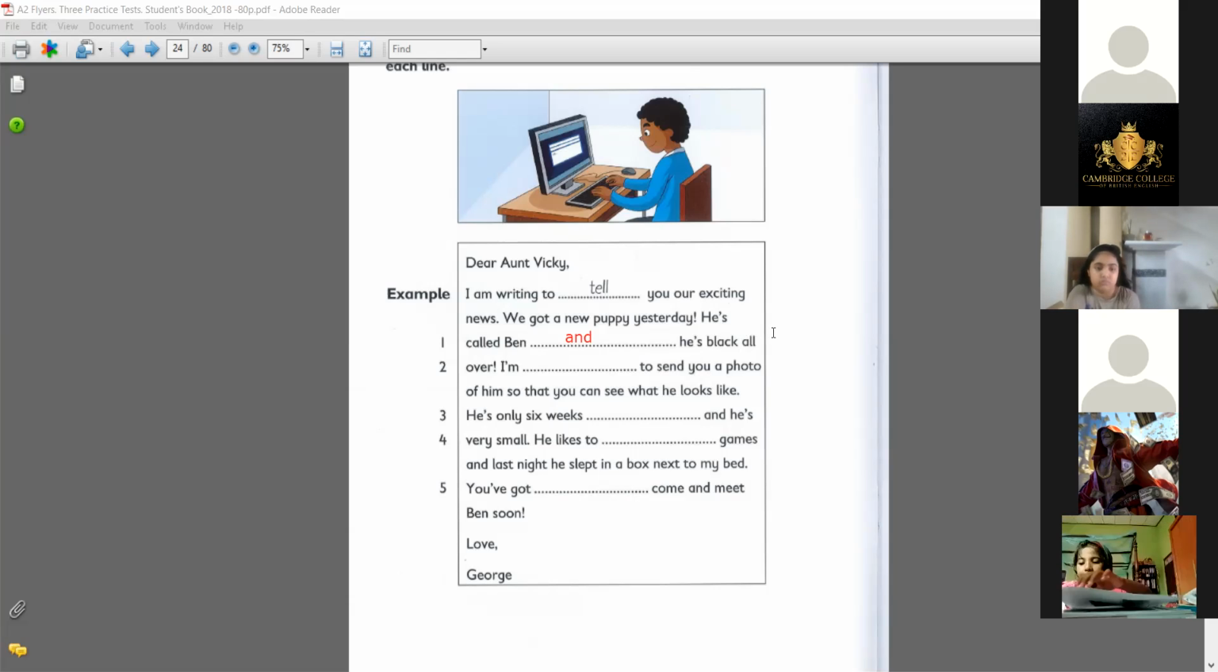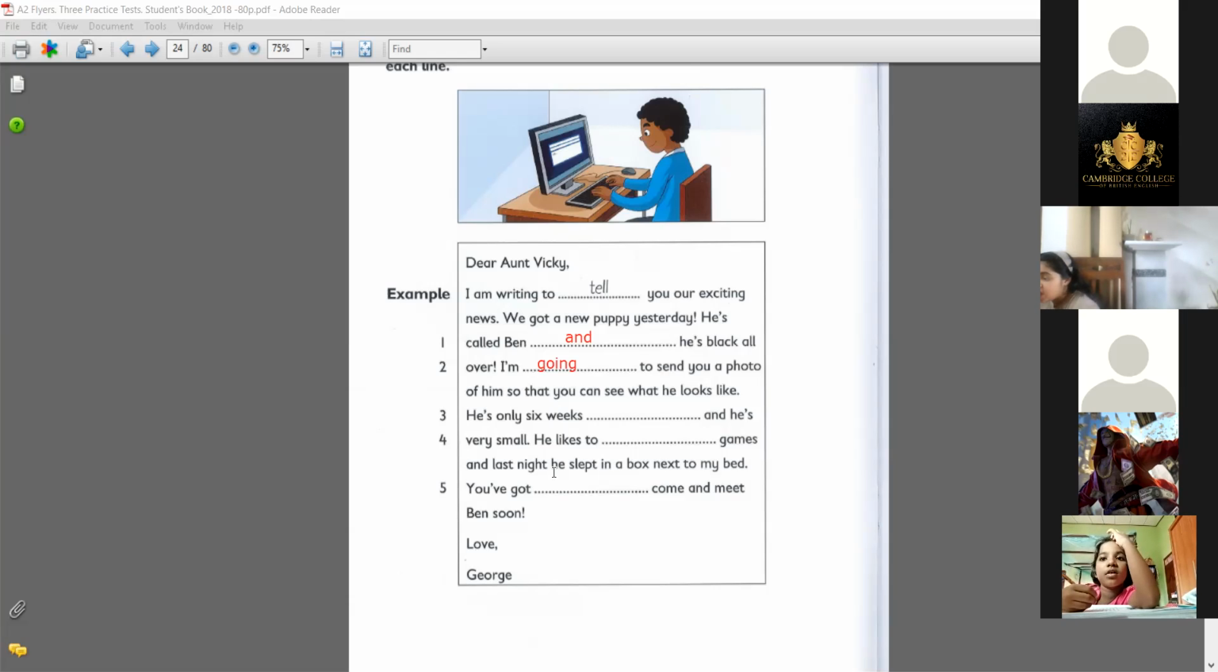He is black all over. I am going to send you a photo. I am going to send you a photo of him so that you can see what he looks like.